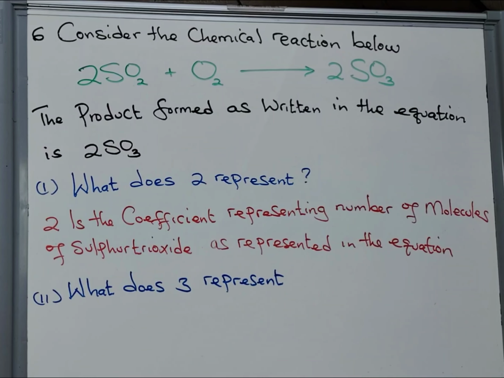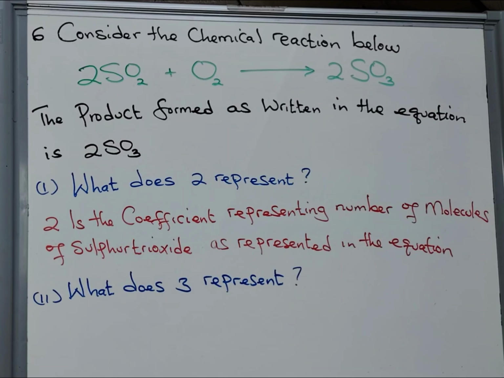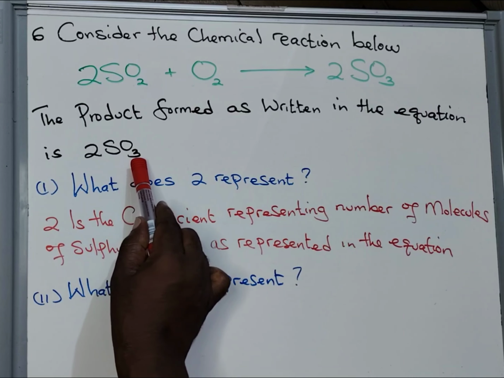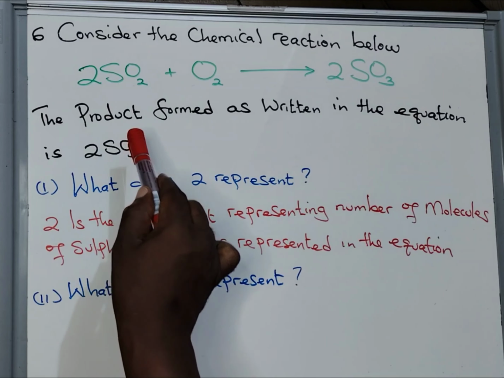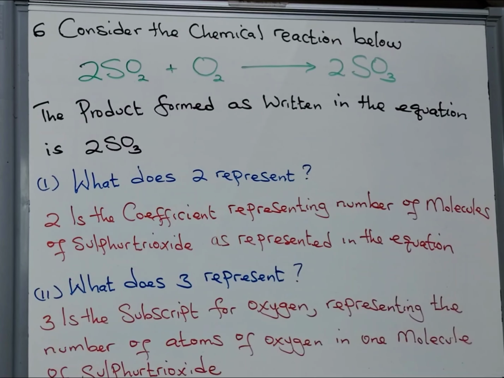Then comes this question. What does 3 represent? Okay, 3 is the subscript, but what does it represent? 3 represents the number of atoms of oxygen in 1 molecule of sulfur trioxide. So that is that.